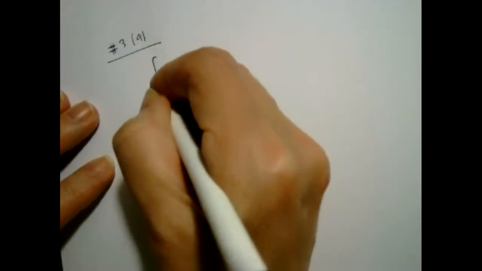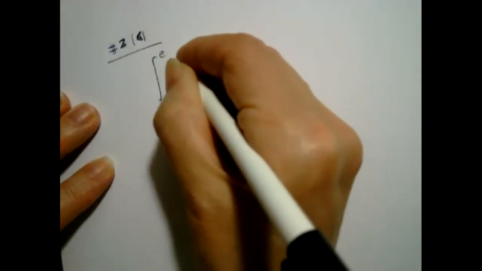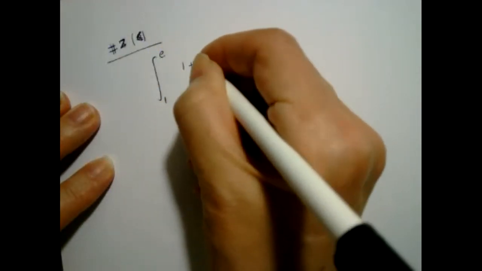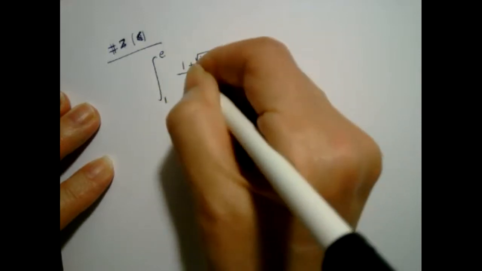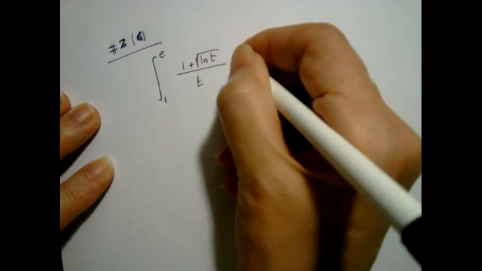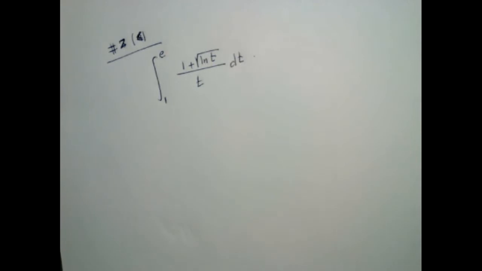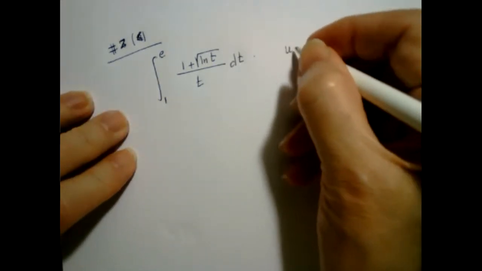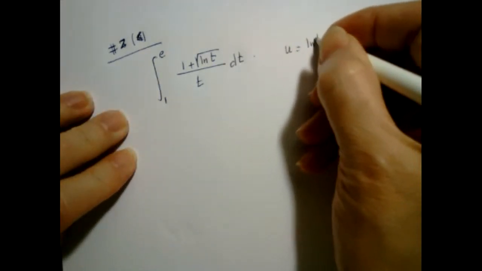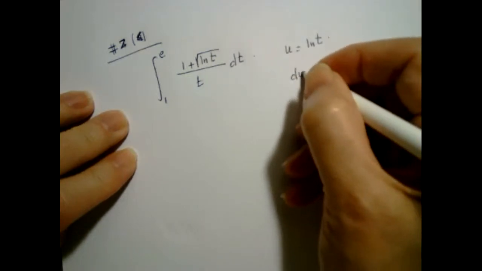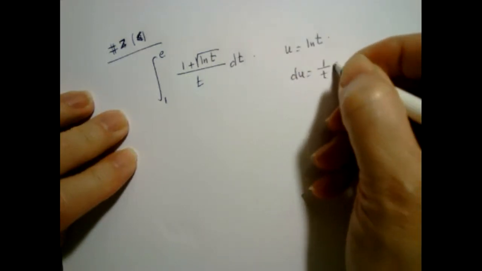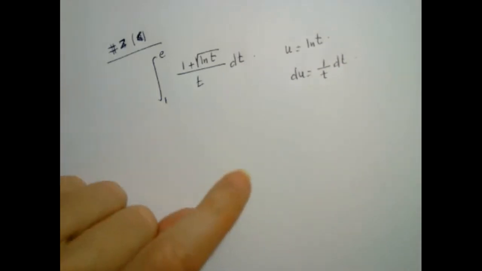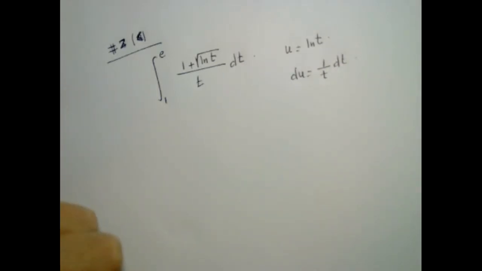All right. So the problem was the following: integrate. It's 1c, if my memory is right, 2c, sorry. The integral from 1 to e of 1 plus the square root of ln t, over t, dt. And I gave you a hint. I told you to set u to be ln of t, and du will be 1 over t dt. The remark is that when we do substitution, we substitute everything.